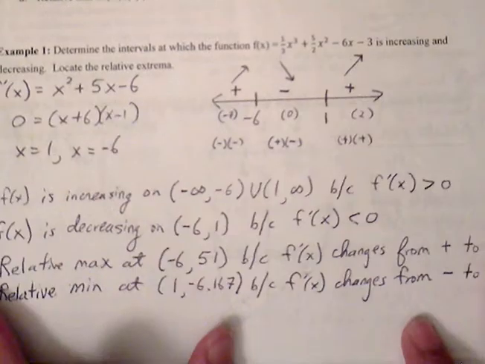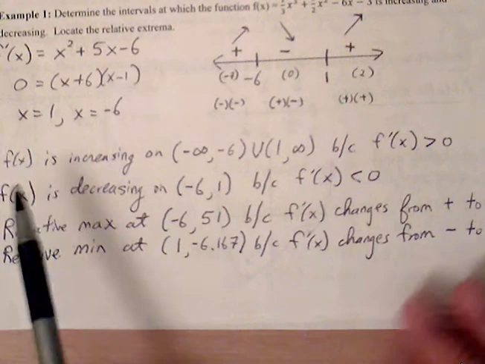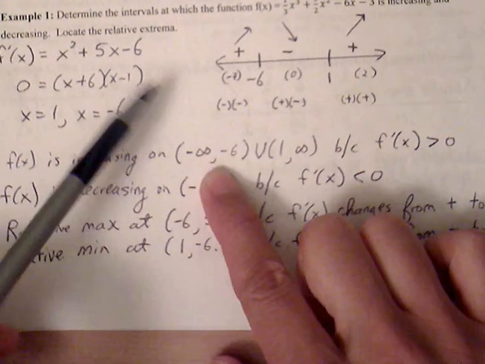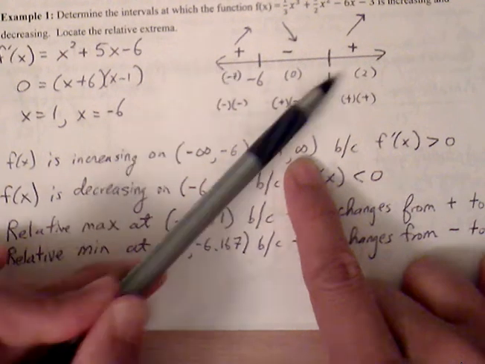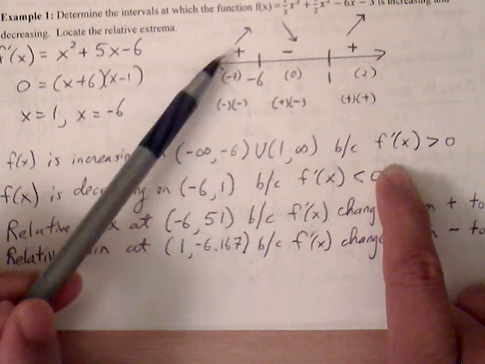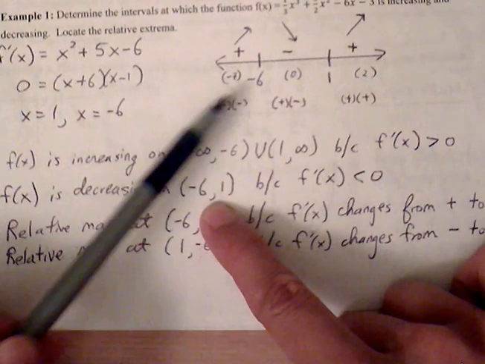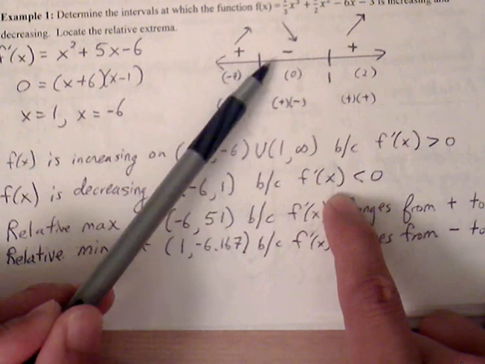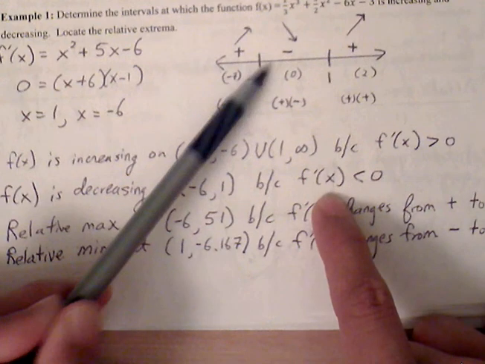So we can make a complete statement about increasing and decreasing. Our function is increasing on the interval from negative infinity to negative 6, and also from 1 to infinity, because f prime is positive, greater than 0. Our function is decreasing on the interval from negative 6 to 1 because our f prime is negative. So a negative derivative indicates that the graph is falling.